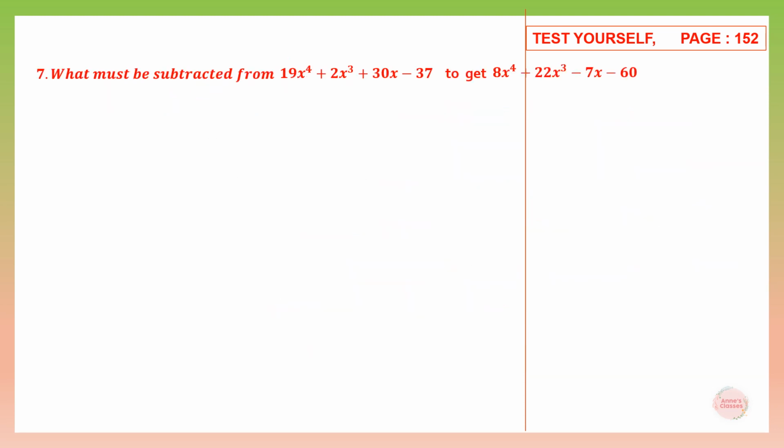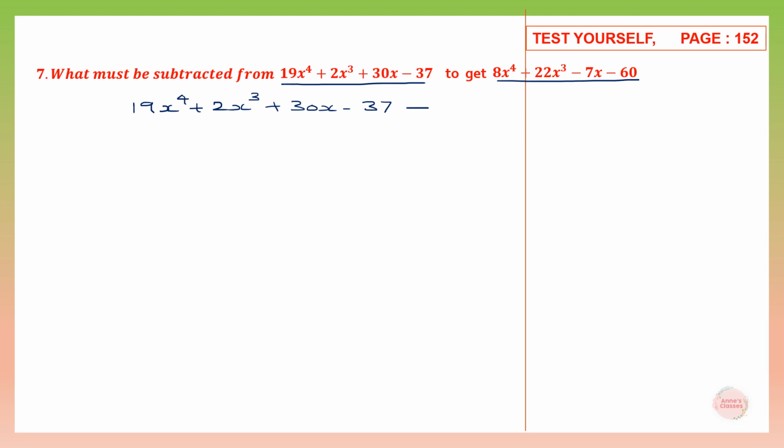Question 7. What must be subtracted from this number to get this? So this whole polynomial, what should we subtract from this to get this as our answer? Let's write down this number: 19x to the power of 4 plus 2x to the power of 3 plus 30x minus 37. What should we subtract from this?